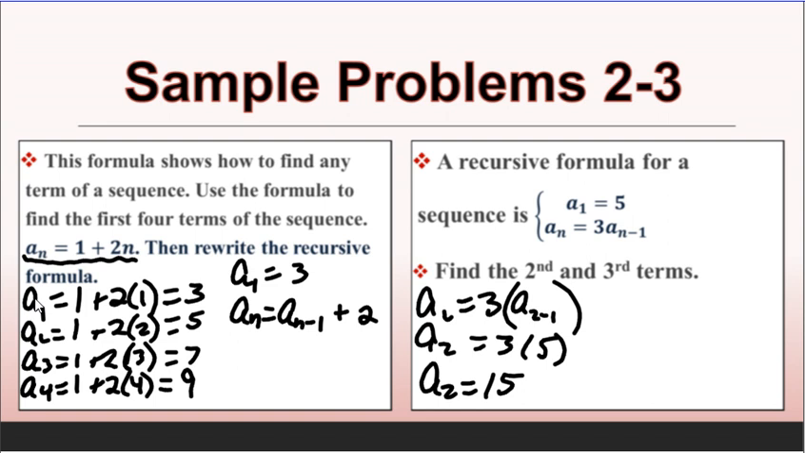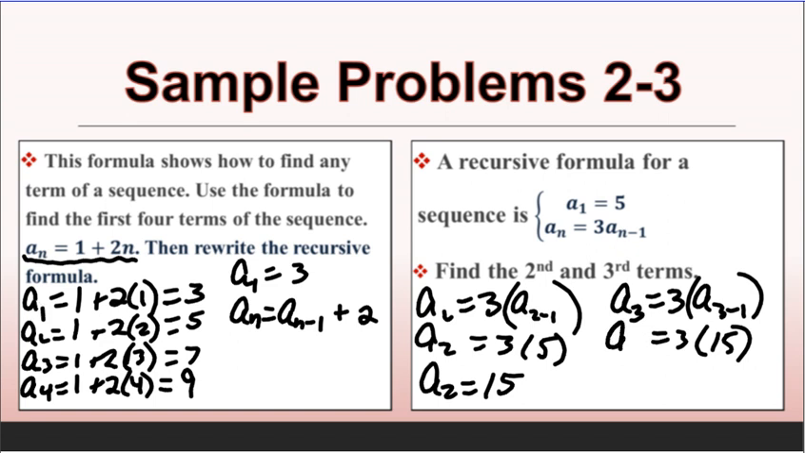Find the third term: a subscript 3 equals 3 times a subscript 3 minus 1. 3 minus 1 is 2, so our second term would be 15. Multiply that by 3, and that will give us our third term. 3 times 15 would give us 45.